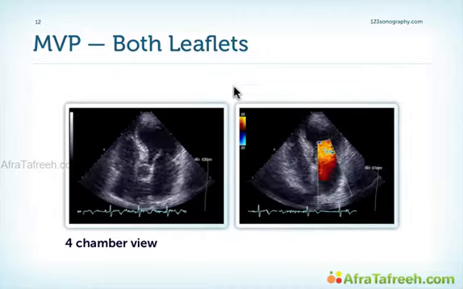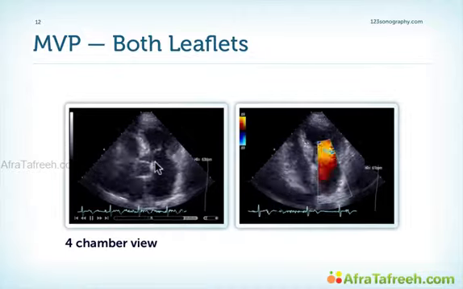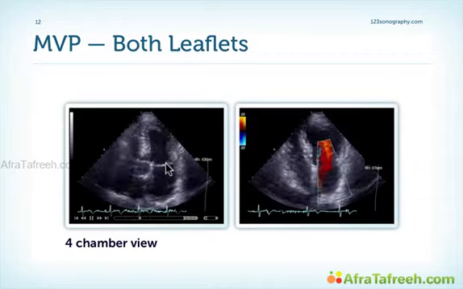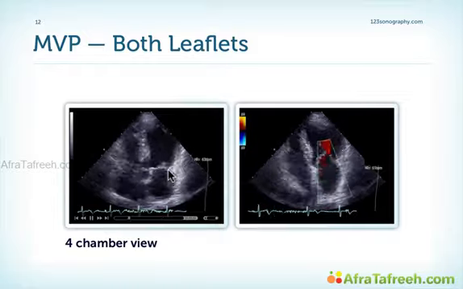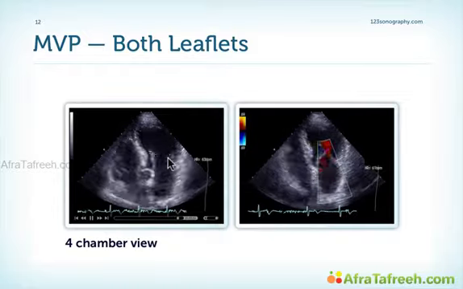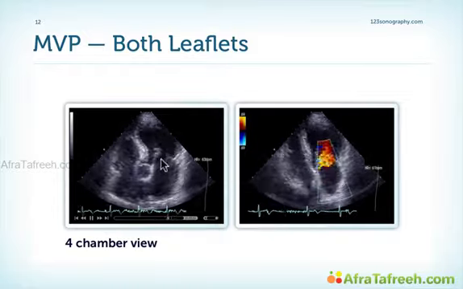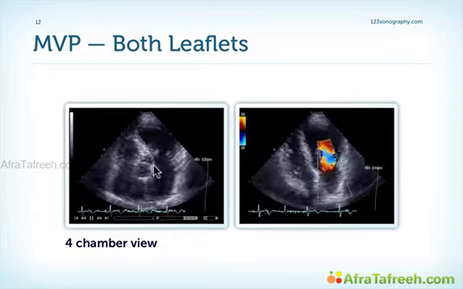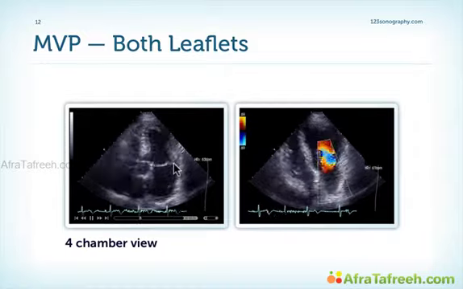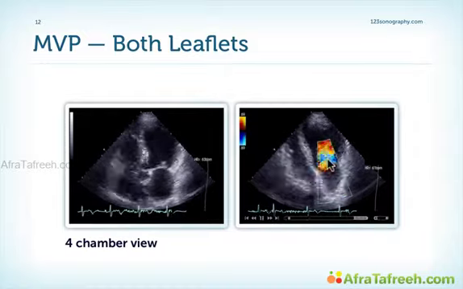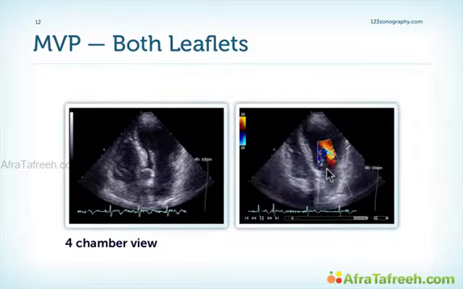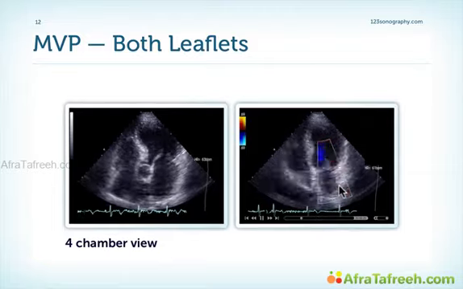And this is an example. We have a mitral valve prolapse with a myxomatous valve. You can see thickening of the valve, and we see prolapse of both leaflets. However, note that the anterior leaflet seems to prolapse a bit more than the posterior leaflet. So the jet is fairly central, but it does diverge a bit more towards lateral.